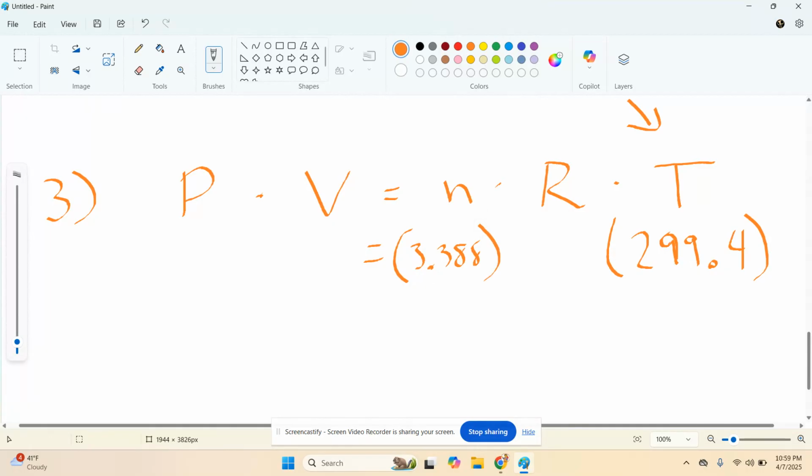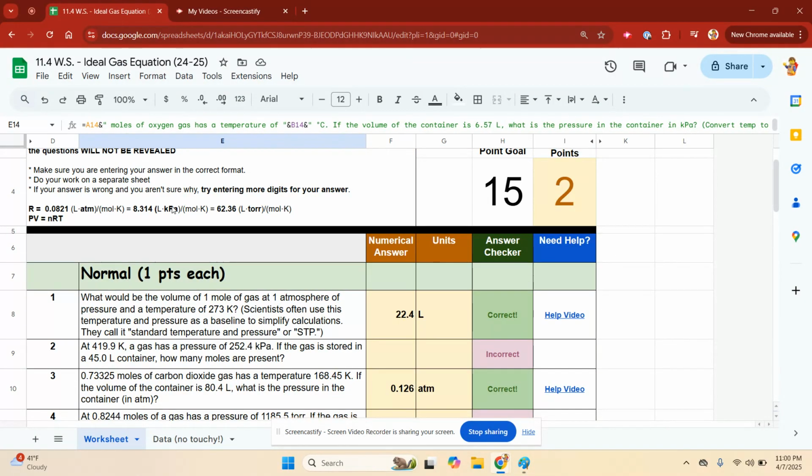It says that the volume of this container is 6.57 liters, so for the volume, I'm going to plug in 6.57 liters. And it's asking me for the pressure, so I'm trying to solve for the pressure in kilopascals. It's important to know what the pressure unit is because that determines what gas constant we use. When I go to the worksheet to look, I see that the kilopascal gas constant is 8.314. It should also be in your notes.